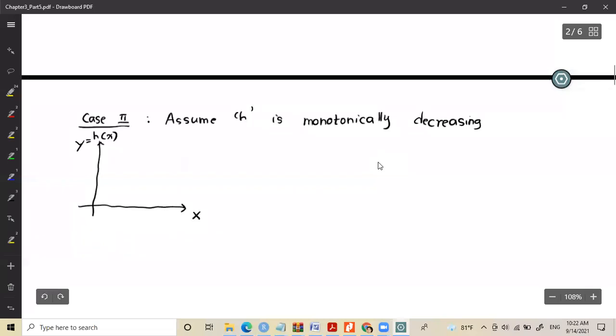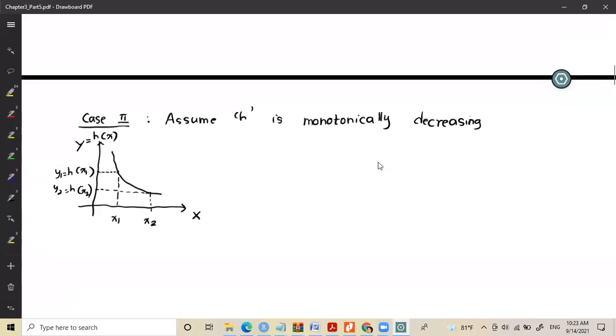Now, what will happen to the function when it is decreasing? It will go like this, right? Now, what will happen to our x1 and x2 and their images? Let's see. So here's my x1 and here's my x2. The corresponding y coordinate of x1 will be h(x1) and this will be y2 or h(x2). Now, what has happened? When x1 is less than x2, what will happen to y1 and y2? The inequality is now changed the other way around, right?